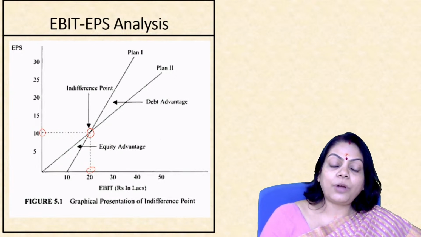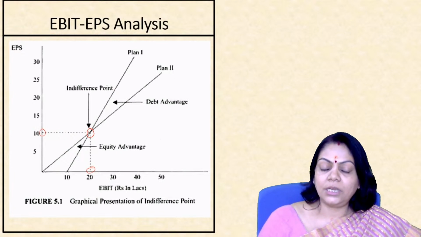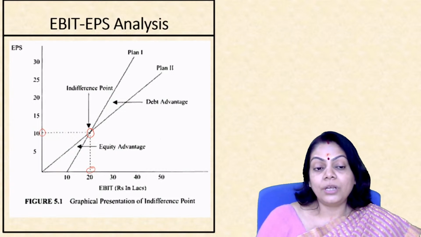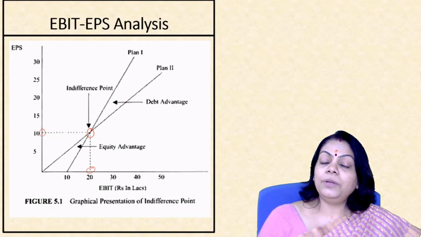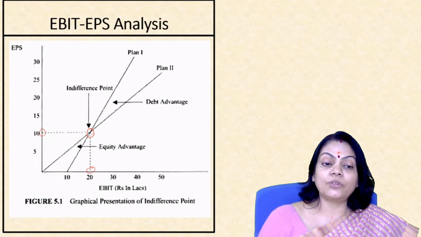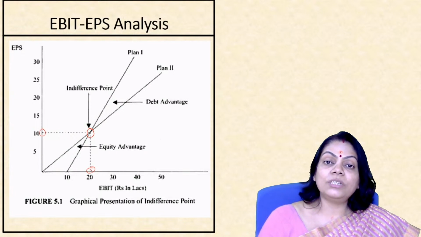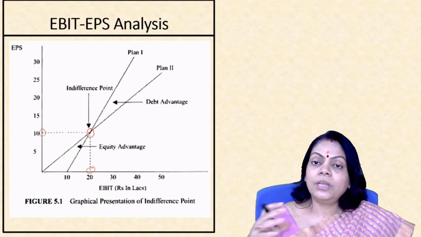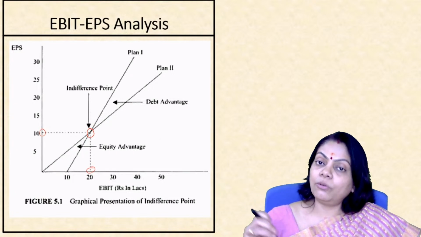That means at this particular point, both the plans will give you a similar EPS. The first plan is the 0% debt plan. The second plan is the 30% debt plan. But at this particular crossover point, the EPS will be the same for both these plans. So this particular level of EBIT, here it is in lakhs, this 20 lakh EBIT, is known as the indifference level of EBIT. So if the firm's EBIT is 20 lakh, whether it goes for 0% debt or 30% debt, it will have the same EPS.